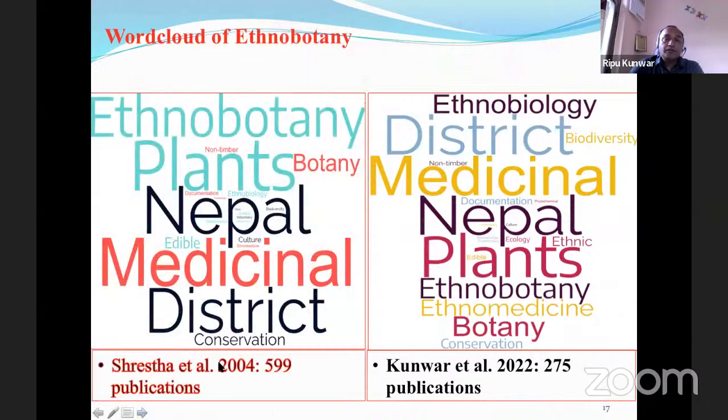This is the word cloud of ethnobotany, and you can compare. I again used the same sources, Shrestha 2004 and Kumari 2022. Here you can find the frequently used words until 2004: ethnobotany, plants, Nepal, medicinal, or district. Now the frequent terms are medicinal, biodiversity, ethnobotany, ethnomedicine, ethnic, or ecology. These terms are also frequently used in ethnobotany research.